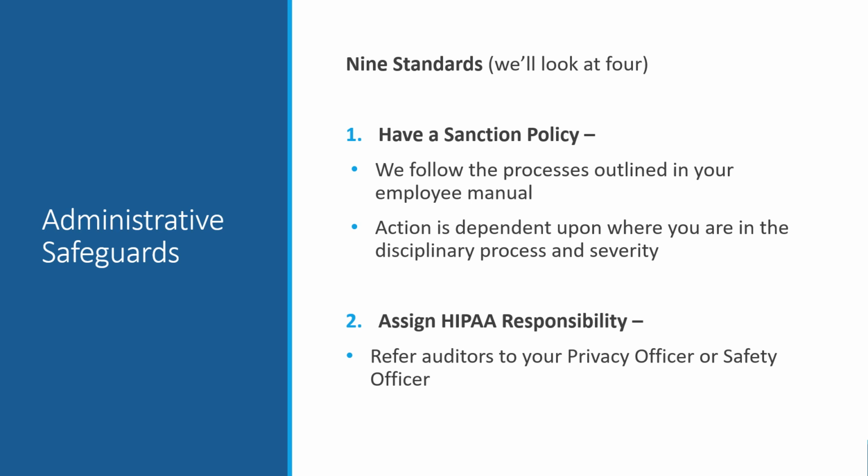The first is having a sanctioned policy, which has been outlined in your employee manual. Your privacy officer will investigate any potential issues first. They will do all they can to fix the problem. They will engage your manager to handle anything further. The outcome will vary depending on the severity of the issue and if you've already had disciplinary action in place.